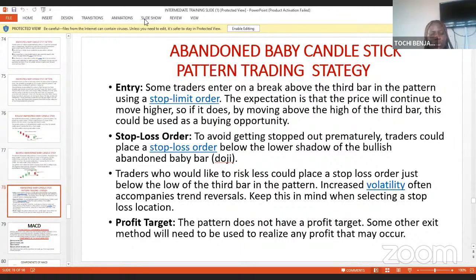Now let's go to charts and see if we can spot these candles. If you have any question, please go ahead. Ask your question while we look for these candles. We have these to spot: evening star, morning star, abandoned baby, and tweezers.